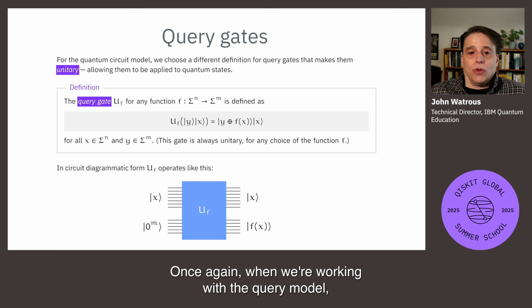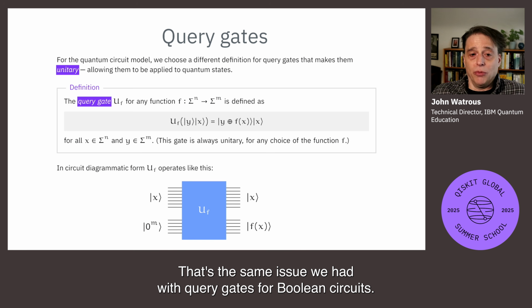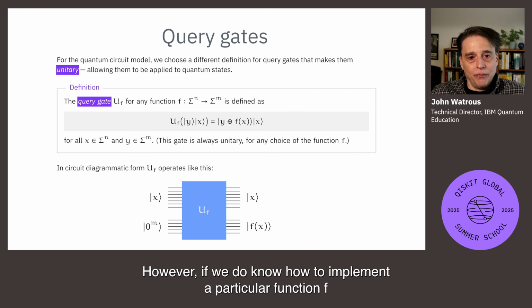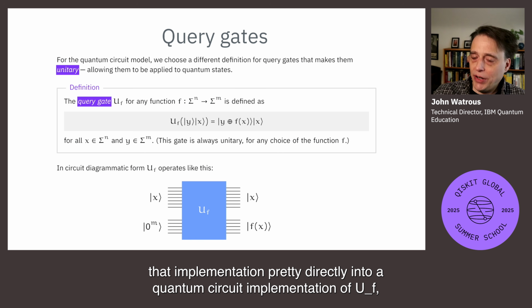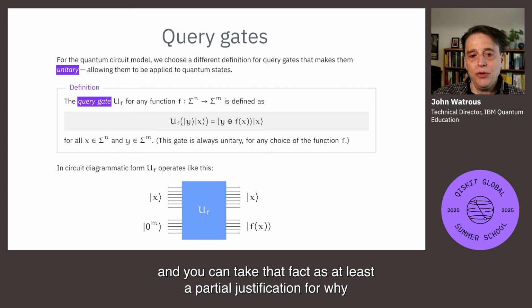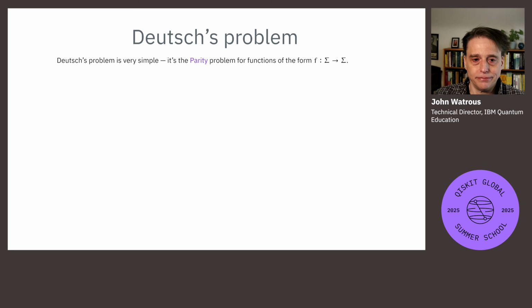Once again, when we're working with the query model, we aren't worrying about how to implement these query gates. That's the same issue we had with query gates for Boolean circuits. However, if we do know how to implement a particular function f using a Boolean circuit, then it is possible to translate that implementation pretty directly into a quantum circuit implementation of U_F. And you can take that fact as at least a partial justification for why this is a reasonable definition of a query gate for the quantum circuit model.